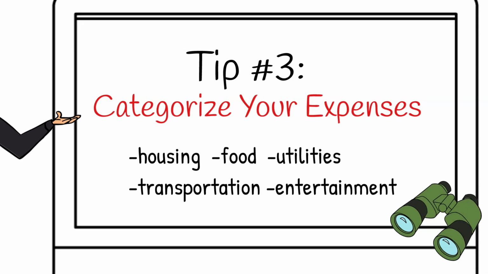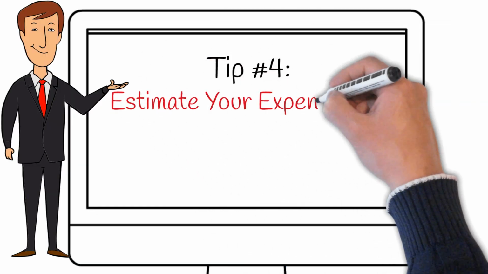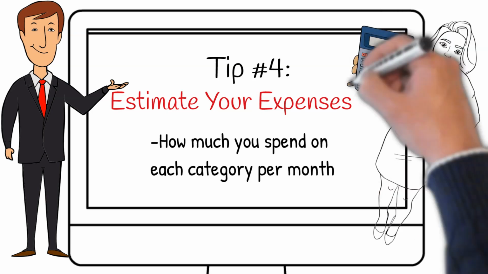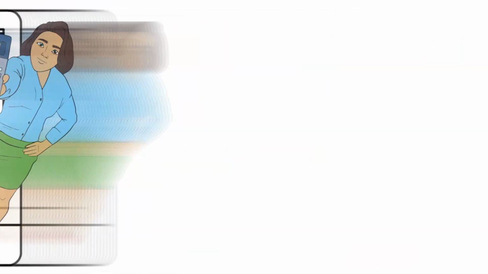4. Estimate your expenses. Estimate how much you spend on each category per month. If you're not sure, you can look at past bills or receipts for your amounts.